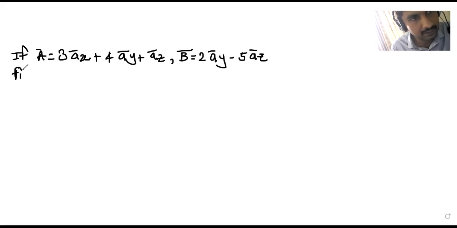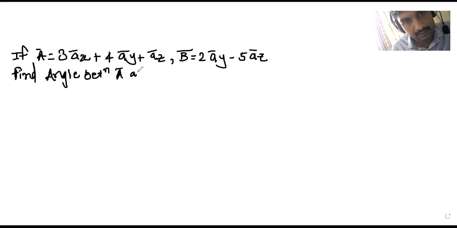Find the angle between a bar and b bar, right? Am I audible? Hello. Yes, sir. Okay. So they have said that you have to find it in two ways. Number one, by using dot product, which we have done in the last lecture. So this thing we have solved.